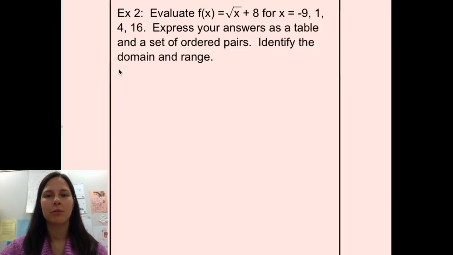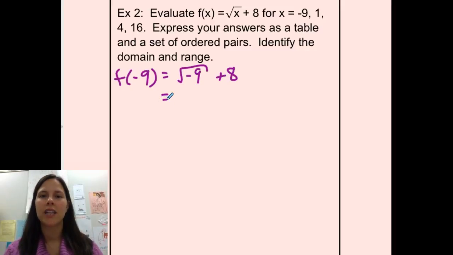Next, we have a square root function. We're going to start by trying to evaluate the function at -9, replacing x on both sides of the equal sign with a -9. The square root of -9.